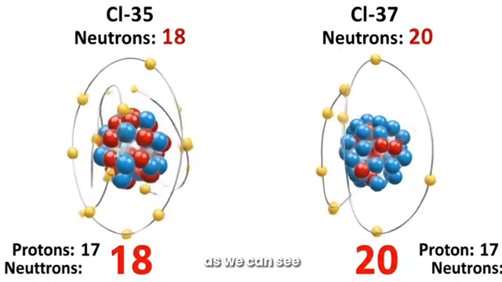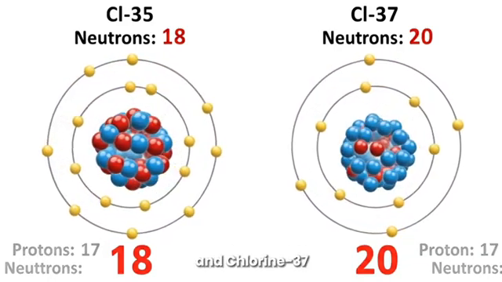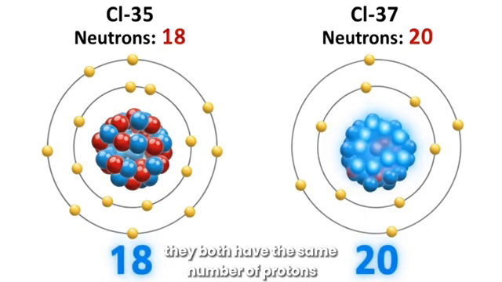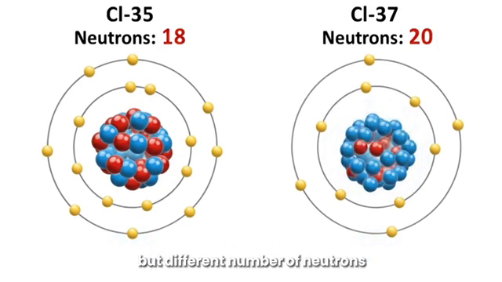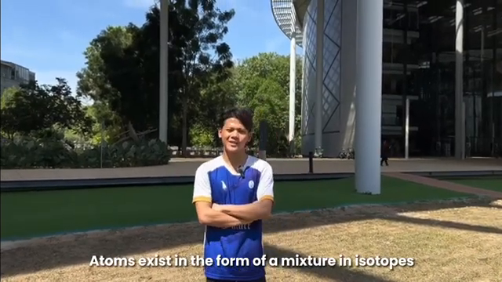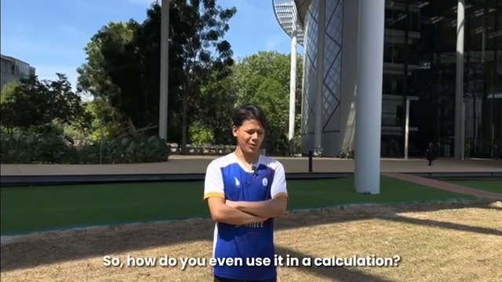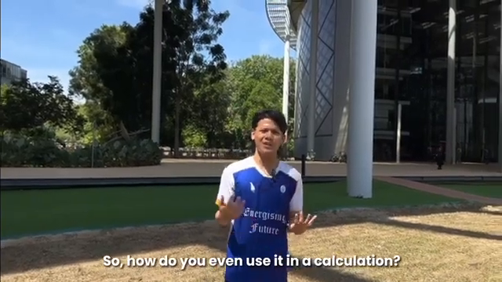As we can see, this is the difference between chlorine-35 and chlorine-37. They both have the same number of protons but different numbers of neutrons. Atoms exist in the form of a mixture of isotopes. So, how do we even use this in a calculation?